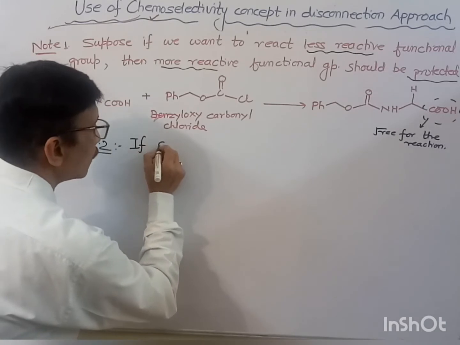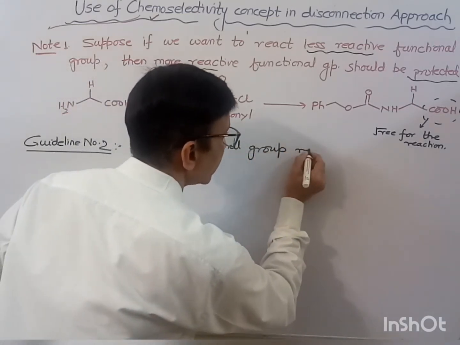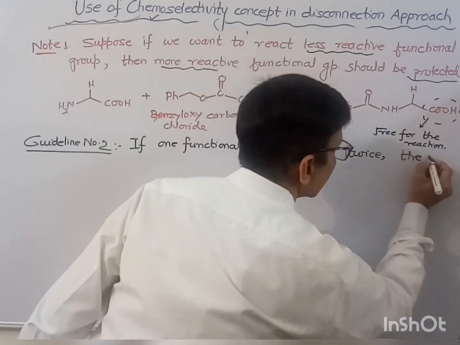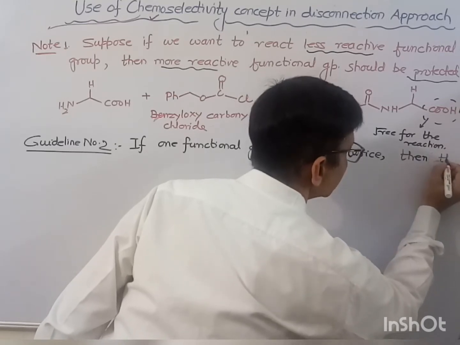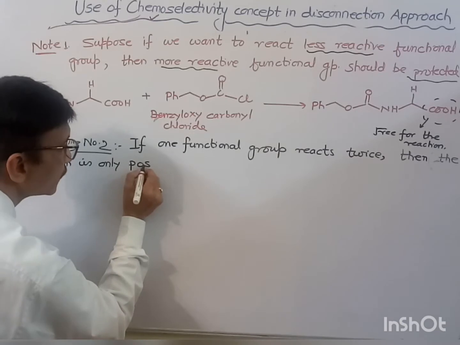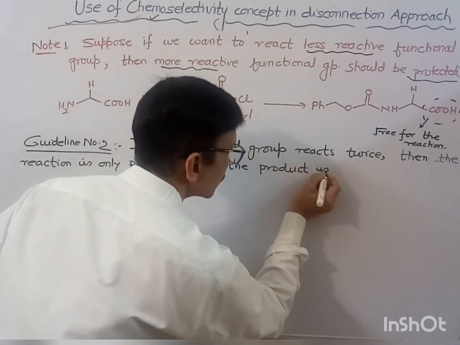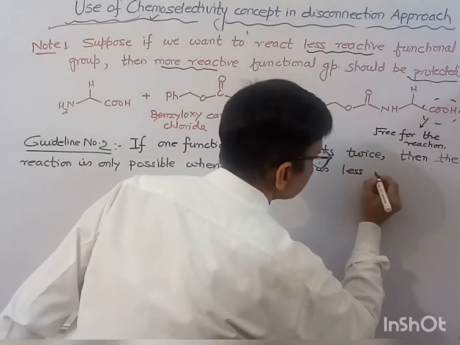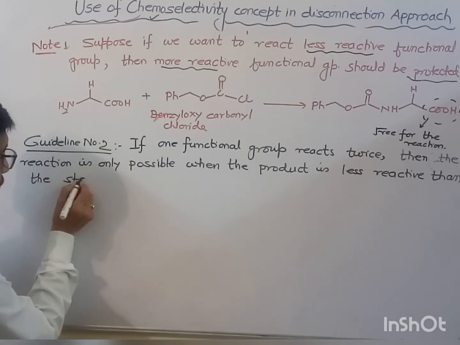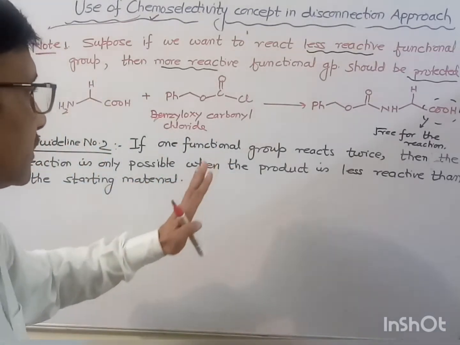So if one functional group reacts twice, then the reaction is only possible when the product is less reactive than the starting material. Okay. Now let's see one of the examples.